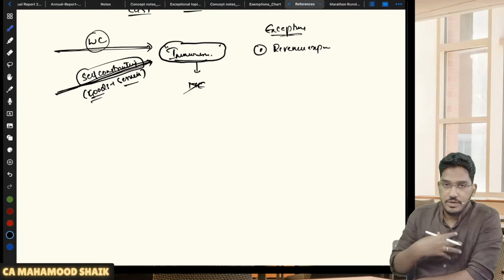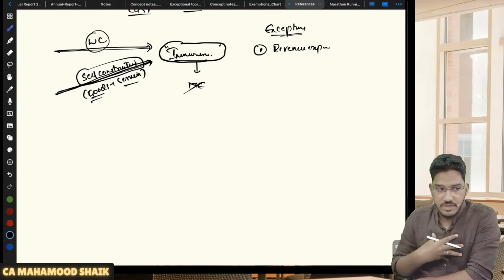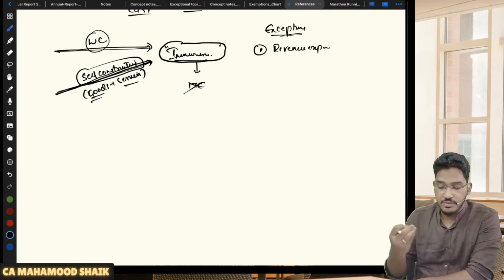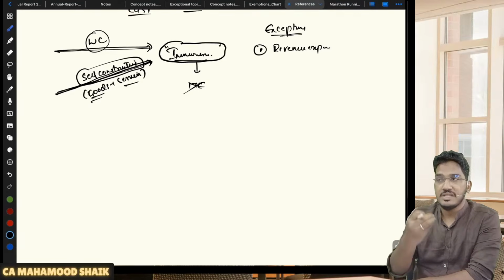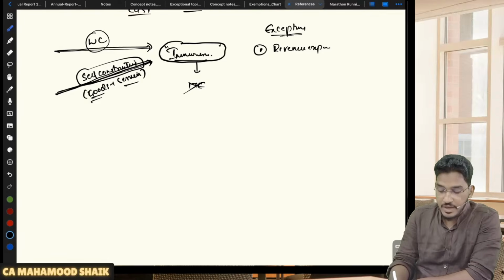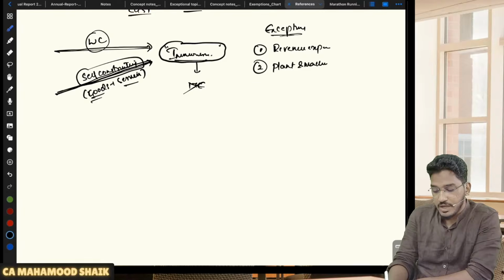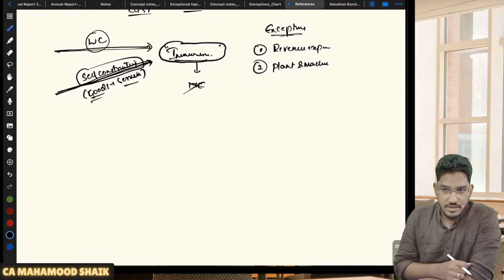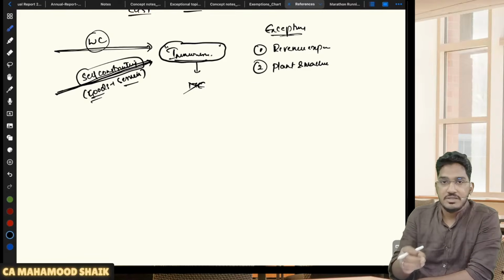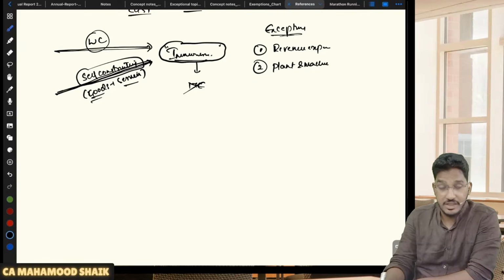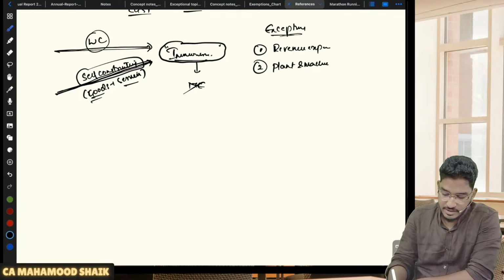If whatever you have incurred on works contract, or on self construction of immovable property, doesn't fulfill the criteria of capital expenditure, and it is getting recognized as revenue expenditure in the books of accounts, then you can enjoy the input tax credit. Number two, if you are using it for the purpose of plant and machinery, if whatever immovable property you are constructing falls under the plant and machinery definition, then also you can enjoy input tax credit, even though capitalized. But it must fall under the plant and machinery definition.